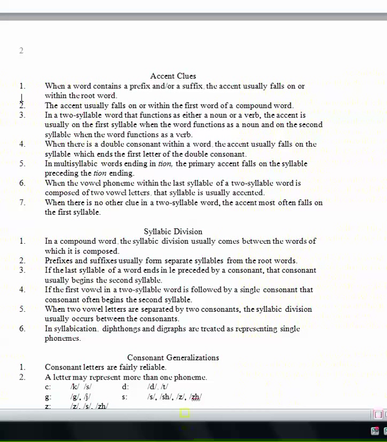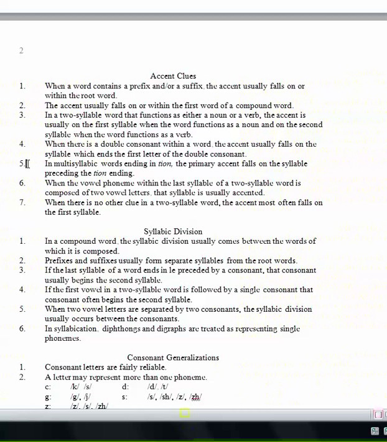Accent clues. Number 1, when a word contains a prefix and or a suffix, the accent usually falls on or within the root word. Number 2, the accent usually falls on or within the first word of a compound word. Number 3, in a 2-syllable word that functions as either a noun or a verb, the accent is usually on the first syllable when the word functions as a noun, and it's on the second syllable when the word functions as a verb. Number 4, when there is a double consonant within the word, the accent usually falls on the syllable which ends the first letter of the double consonant.